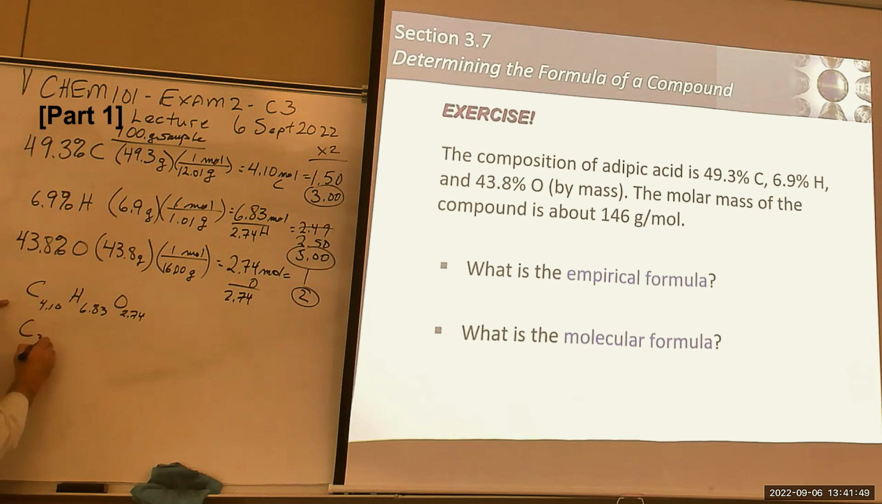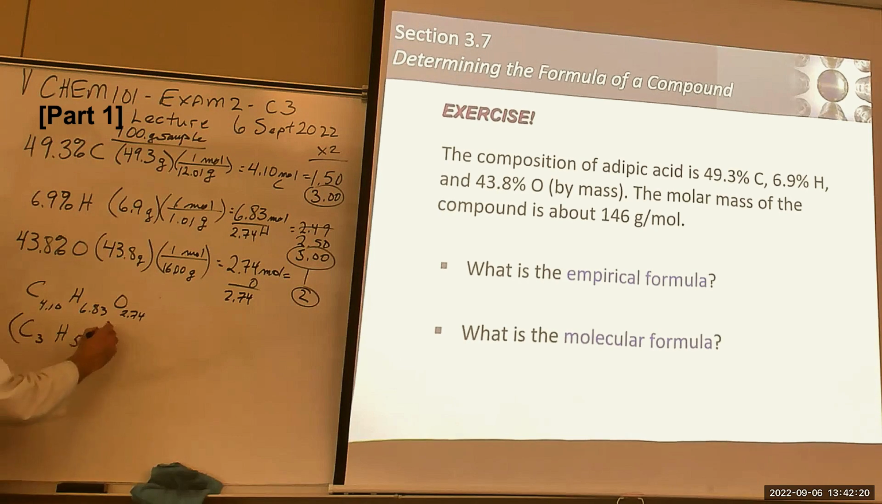Carbon 3, hydrogen 5, and oxygen 2. This is the empirical formula. Notice that we cannot reduce that any further. That's the simplest whole number ratio. Divide by 3, nope. Divide by 5, nope. Divide by 2, nope. That's the simplest whole number ratio. This is the empirical formula. Remember my previous example.